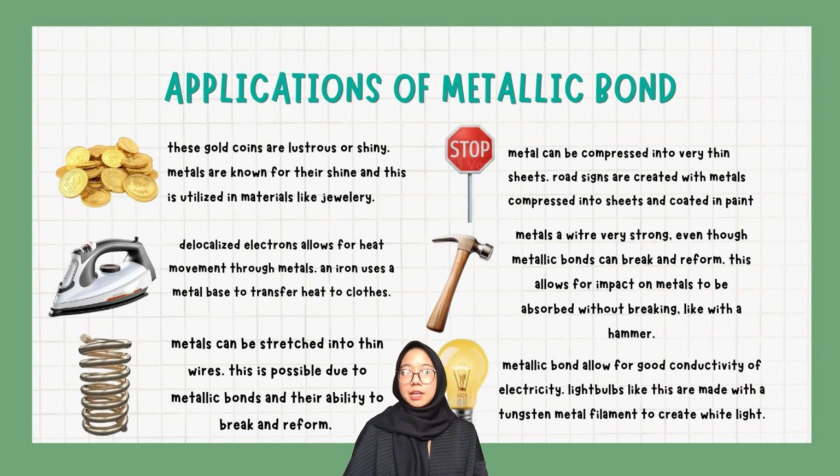Next is stop signs. Metal can be compressed into very thin sheets. Road signs are created with metal compressed into sheets and coated in paint. Next one is hammer. Metals are very strong, even though metallic bonds can break and reform. This allows impact on metals to be absorbed without breaking, like with a hammer. Lastly, light bulbs. Metallic bonds allow for good conductivity of electricity. Light bulbs like these are made with a tungsten metal filament to create white light.